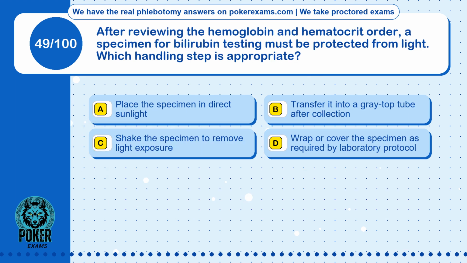Question 49. After reviewing the hemoglobin and hematocrit order, a specimen for bilirubin testing must be protected from light. Which handling step is appropriate? Option A. Place the specimen in direct sunlight. Option B. Transfer it into a gray top tube after collection. Option C. Shake the specimen to remove light exposure. Option D. Wrap or cover the specimen as required by laboratory protocol.